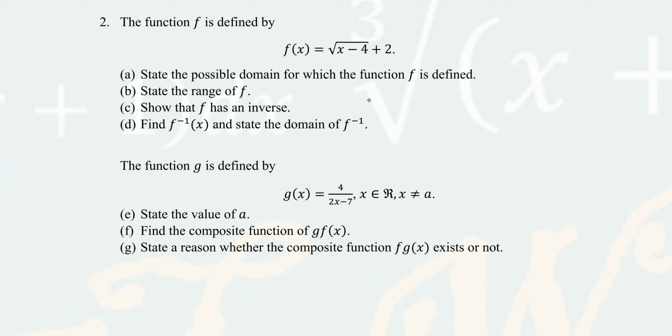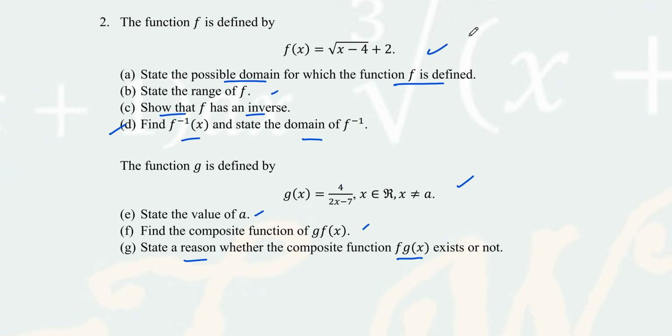Right, next question, number 2. Given f(x), (a) state the possible domain for which f is defined. (b) State the range, then (c) show that f has an inverse. (d) Find the inverse and the domain of f inverse. And then you will have (e) find the composite function f(g(x)), and state the reason whether the composite function f(g(x)) exists or not.